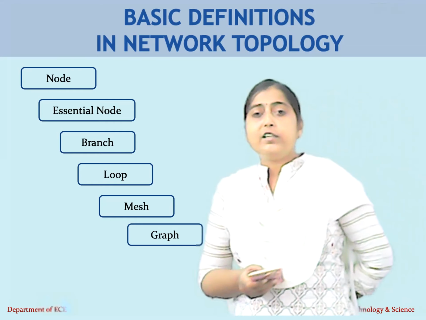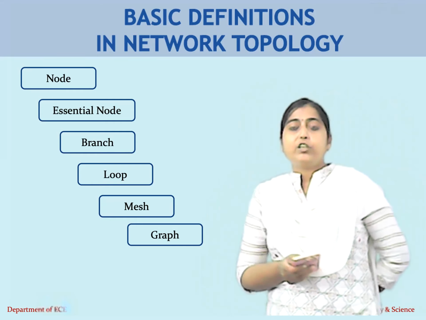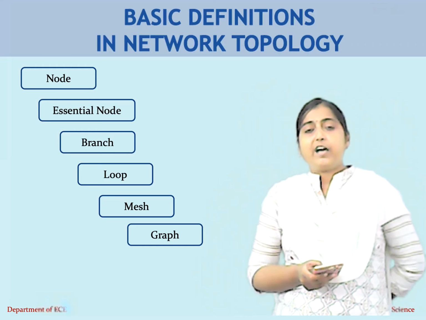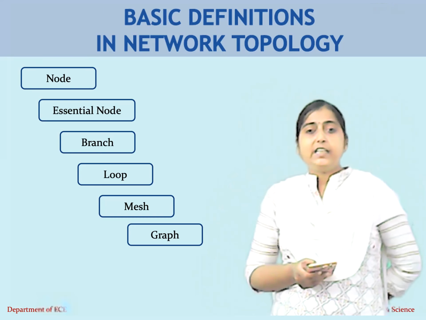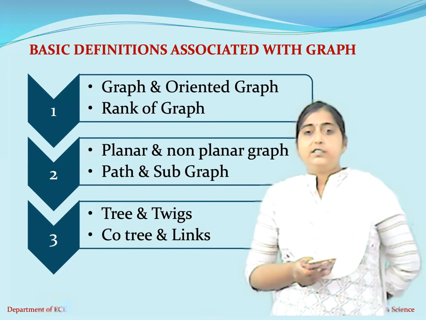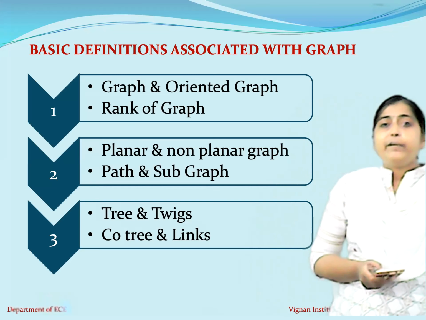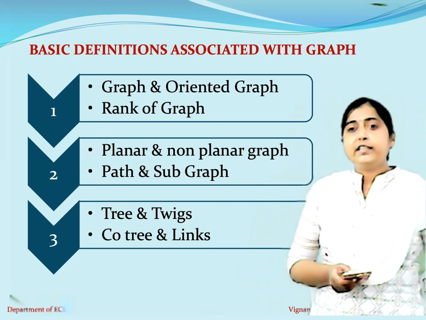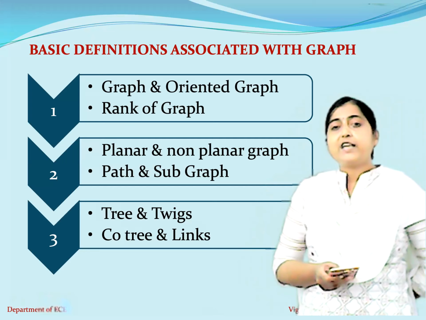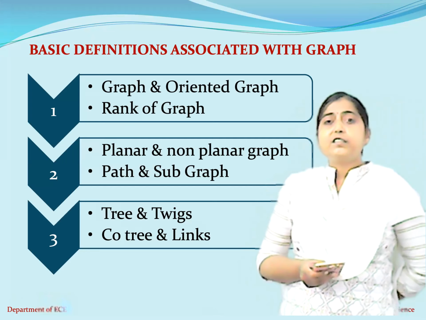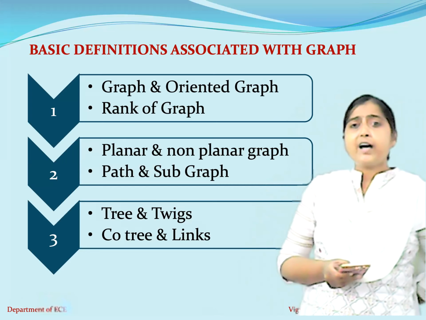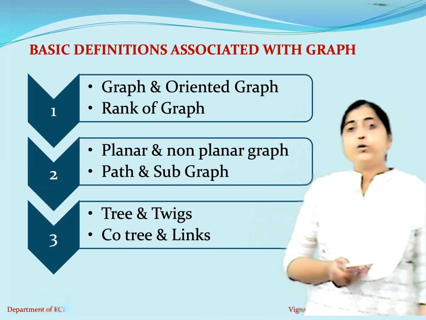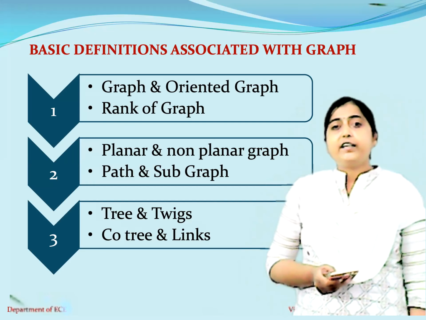Then you are going to learn a new topic with respect to network topology, and the entire concept depends on this, which we call a graph. What is a graph? That we'll discuss in detail as we go further with network topology. Now, coming to the basic definitions associated with the graph. What are the things that you are going to learn before you start analyzing the circuit? The first thing is the graph and the oriented graph. You should know how to draw the graph, and what the difference is between a graph and an oriented graph.